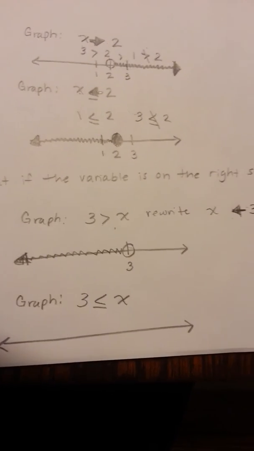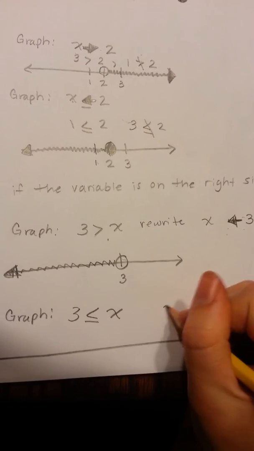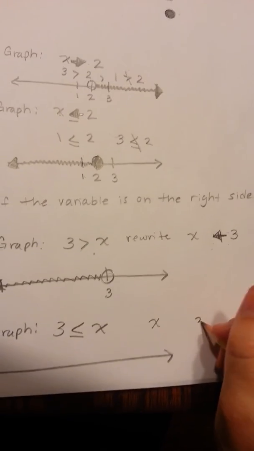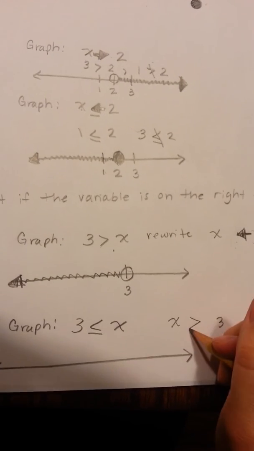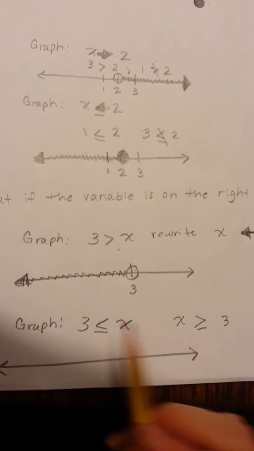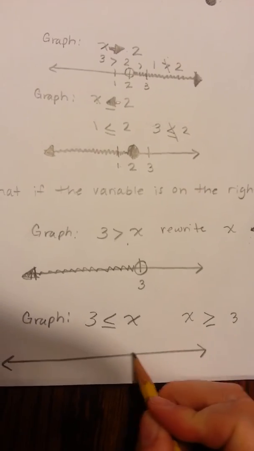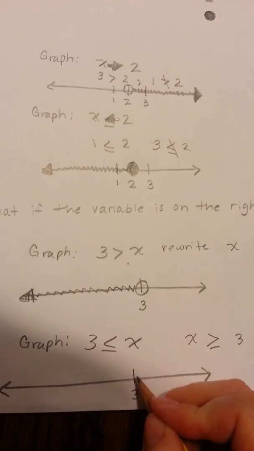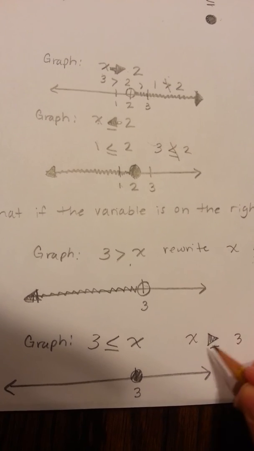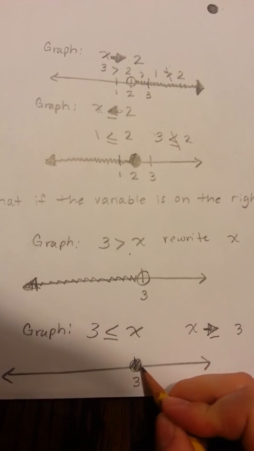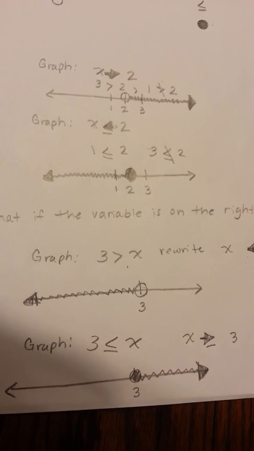Now the last one that I'm going to do will also require a rewrite. I'm going to rewrite it with x on the left, 3 on the right. Which one is it eating? It's eating the x. So I've rewritten it, but it's the same statement. And now I'm going to graph. I put my 3 here. It's going to be filled in. And as you can see, I will be facing to the right. And there is my solution.